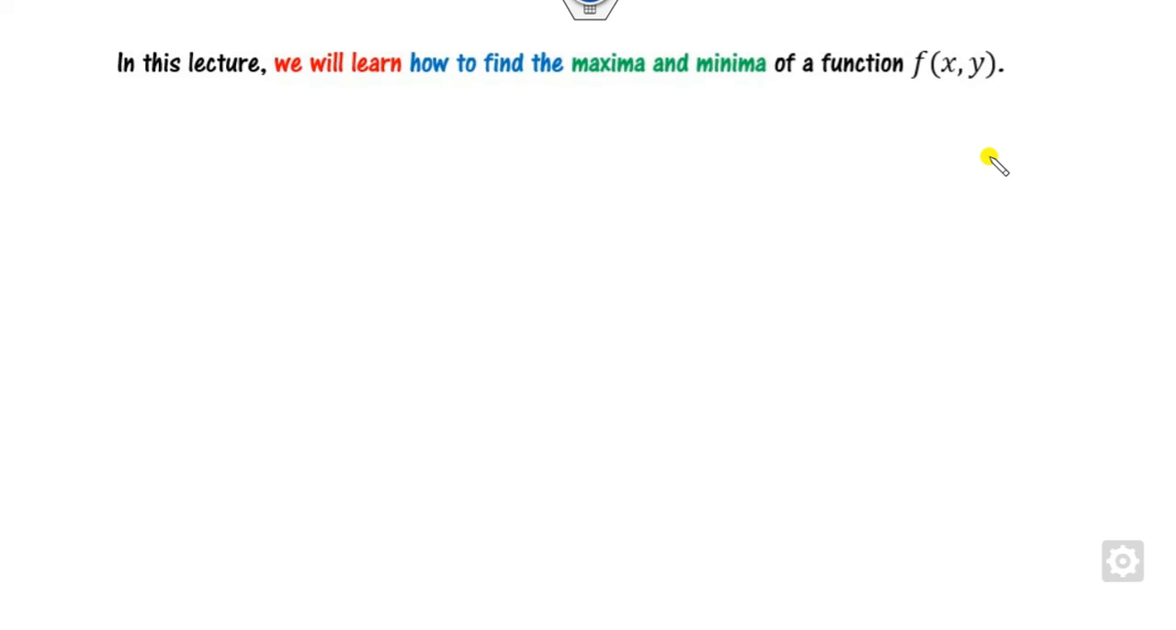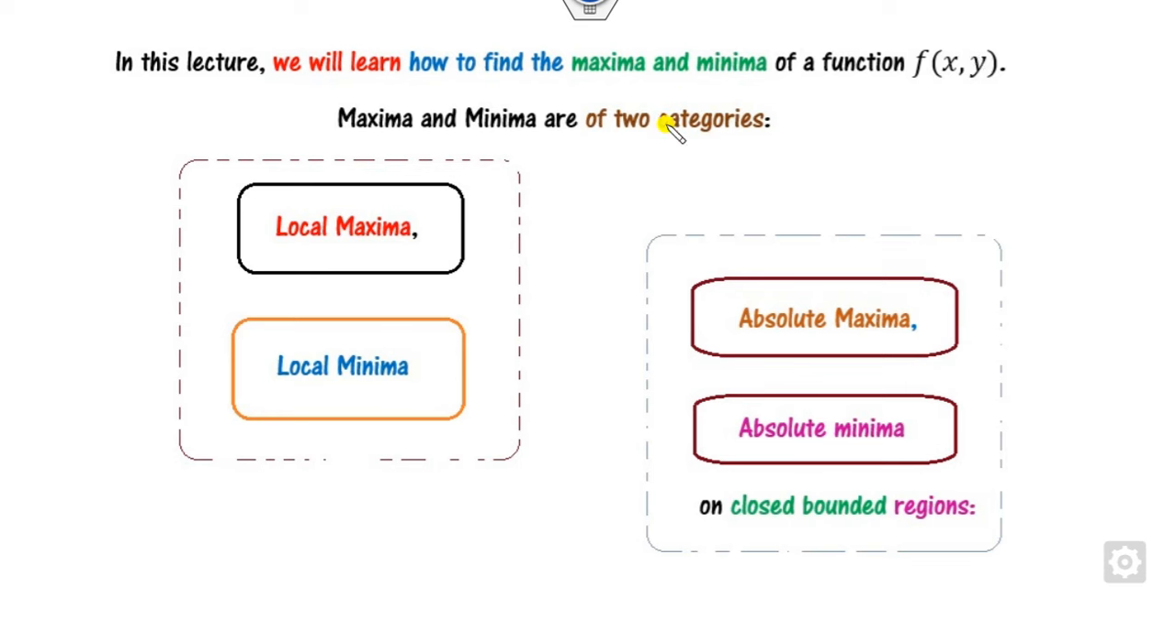Now, what is the objective of this lecture? We will see how you can find the maxima and minima of a function of several variables, that is, more than one variable. These maxima and minima are basically of two categories. First, you have to find the local maxima and minima, and second, how you can find the absolute maxima as well as the absolute minima on a closed bounded region.